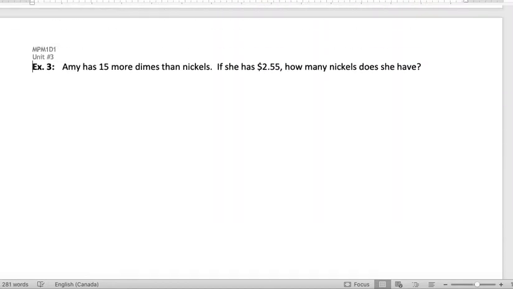Example 3. So Amy has 15 more dimes than nickels. If she has $2.25 or 55 cents, how many nickels does she have?